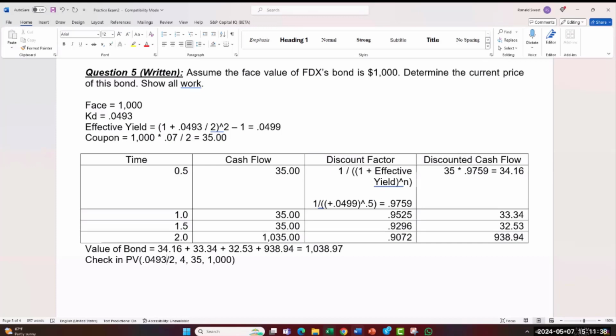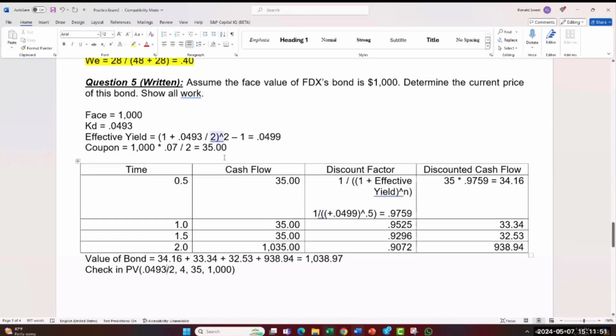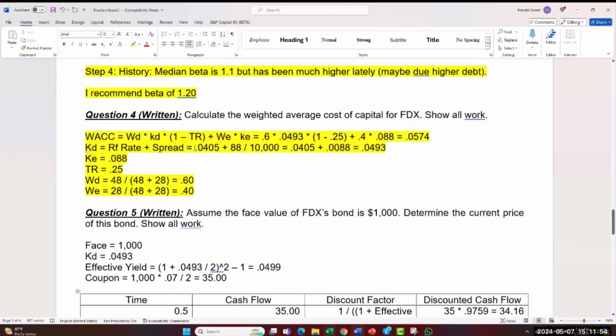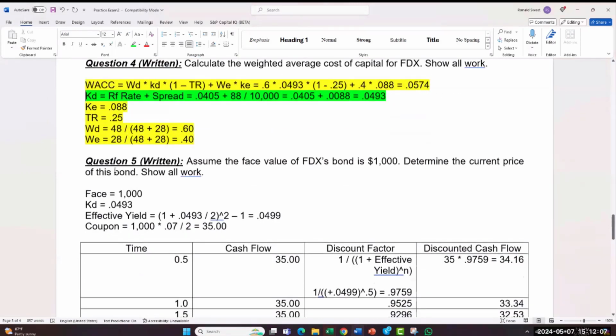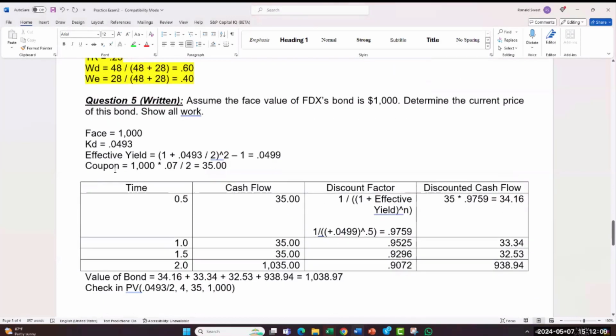So 0.0493 divided by 2, comma, 4 periods, comma, $35, comma, $1,000. And that gives me 1,038.97. So yeah, sorry about that. I picked up the wrong number. So be real careful on a problem. It's probably good I messed up so y'all can make sure you're careful on the exam. For question 5, use your KD, not your WACC. The WACC applies to stock and debt. KD is only for the debt. All right, so I'm kind of glad I did that. Make sure you pick up the right number there.